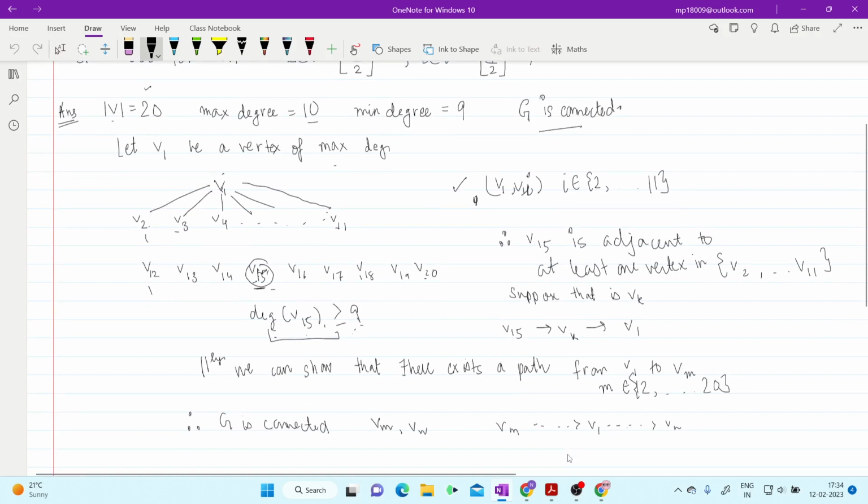So I was saying that first we showed that we have a path from V1 to all the remaining vertices. Now to show that G is connected, if we pick any two vertices, there should be a path between them. So if we pick Vm and Vn, from the part we have already proved, we have a path from Vm to V1, and we also have a path from V1 to Vn. If we adjoin these two paths, we get a path from Vm to Vn. Therefore this graph will be connected.